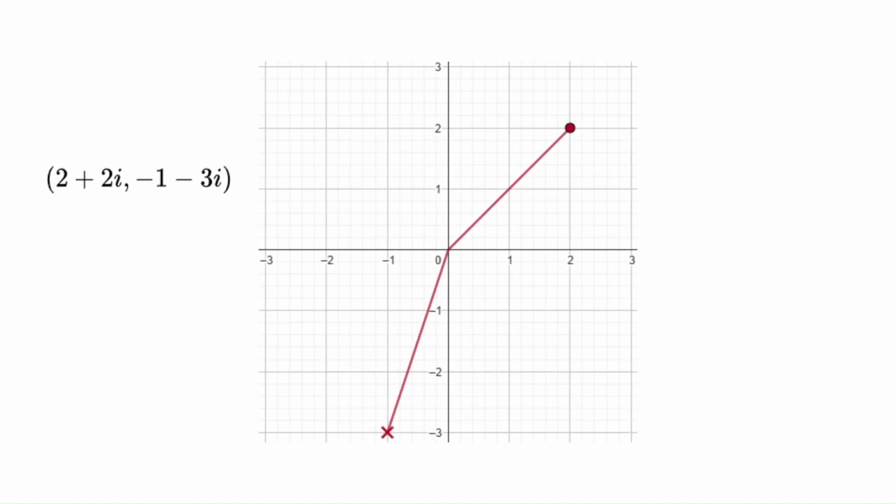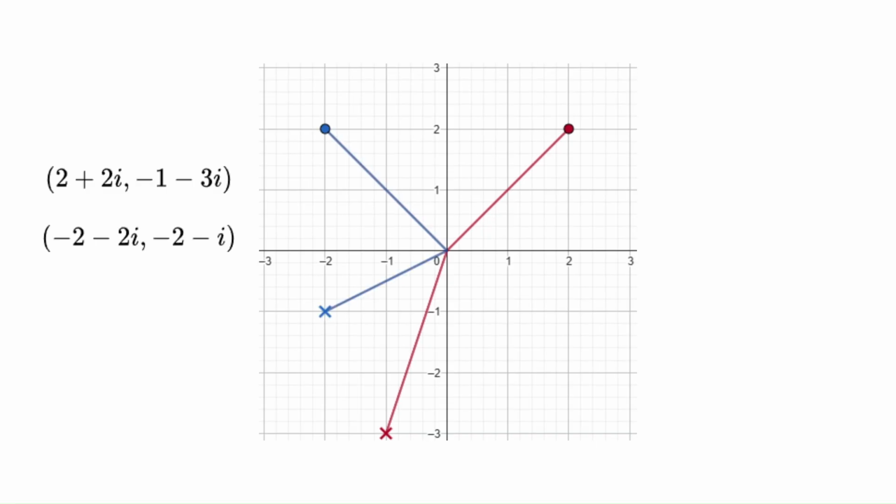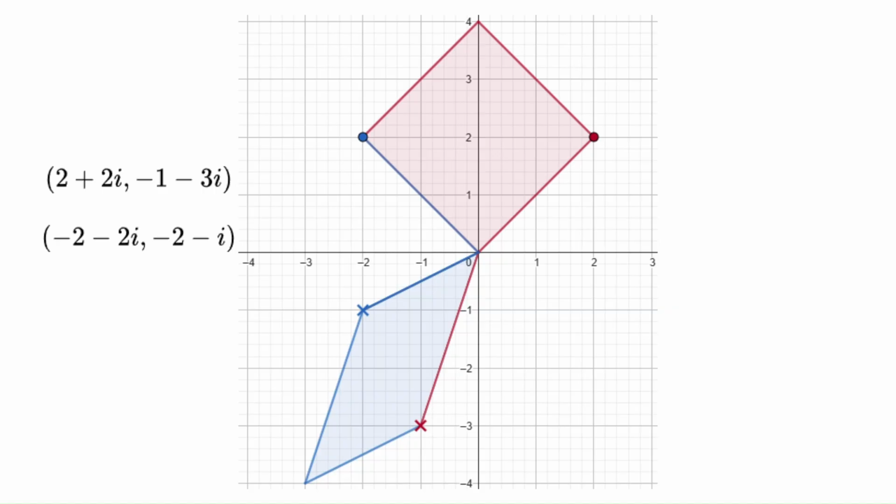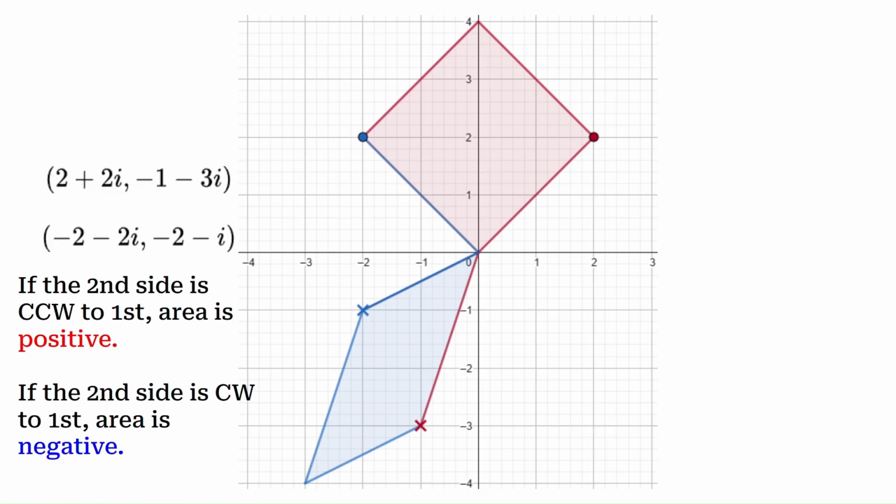To visualize a vector in C2, say this one up here, all we have to do is plop down the components like this. I like the first component to have a circle at the end and the second to have a cross at the end. Now we can put down a second vector, such as this one. Now what we'll do is we'll take corresponding sides and draw parallelograms. Now we're going to take the signed area of these parallelograms and add them up. What that means is that if the second component is counterclockwise to the first, then the area is positive. And if it's clockwise to the first, then it's negative. And then we add them up.